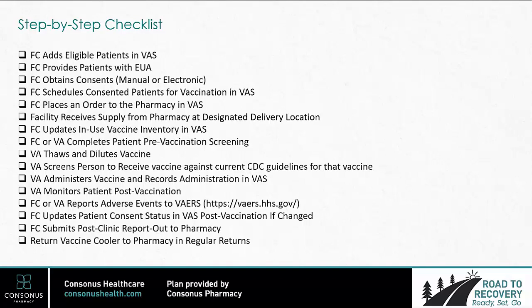The vaccine administrator should monitor patients post-vaccination for any adverse events. Those adverse events should be reported in VAERS. The facility coordinator will then update patient consent status in VAS after vaccinations if they change. So, for example, if your patient chose to get the first dose of the Pfizer vaccine and then after vaccination has chosen not to go through with receiving the booster dose, you'll want to make sure to change their consent status to refuse.